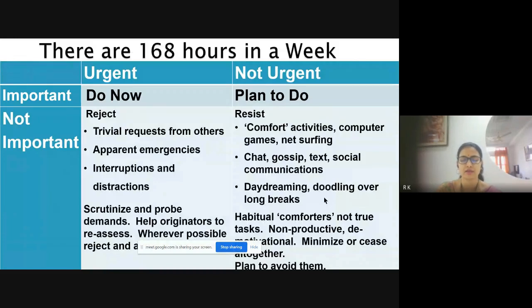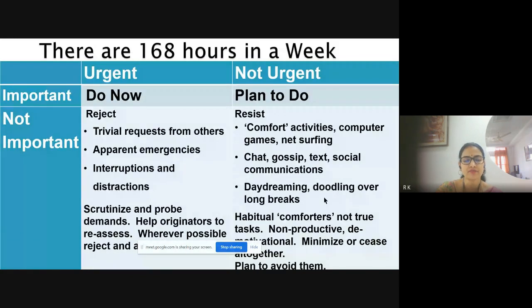Say, for example, next week you might be invited for an FDP, or you might be planning to go elsewhere as a resource person. Any activity it could be, if it is for the students, you are planning to do something. It is not urgent, but it is definitely important. In that particular case, you just plan to do it.